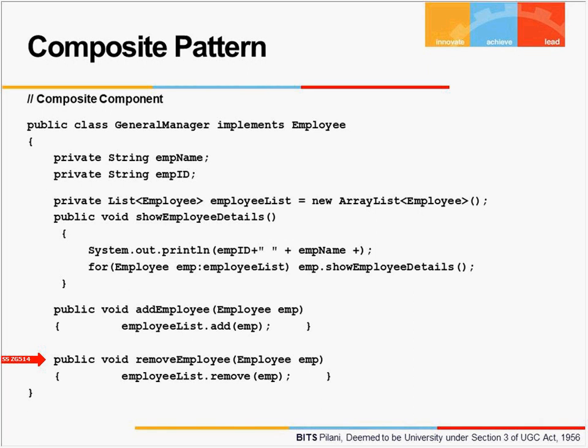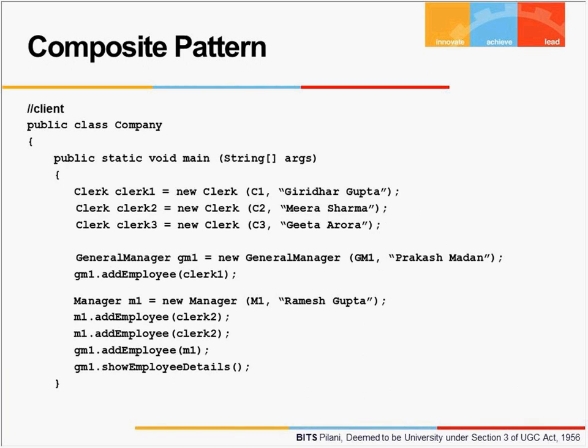Now, the last participant that would be there in a composite pattern is the client who would be using it. Right? So what the particular client does is that it creates the class objects, the individual or atomic objects. The objects are created, right?